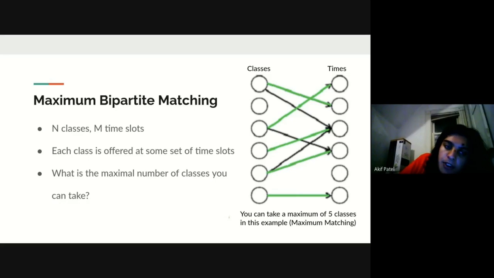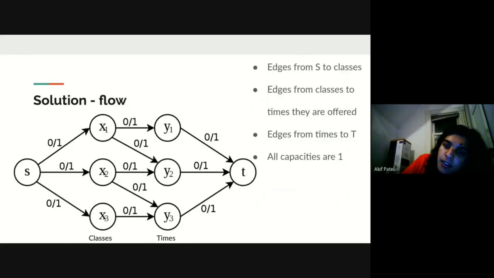So what you want to do is put an edge from the source S to all the classes with capacity 1. And then edges from the classes to the times they were offered, like the edges I had in the previous slide, all with capacity 1 again. And then edges from those time slots to the sink, all with capacity 1.